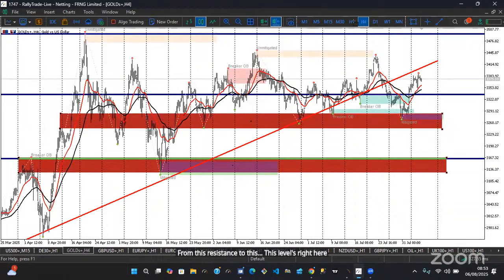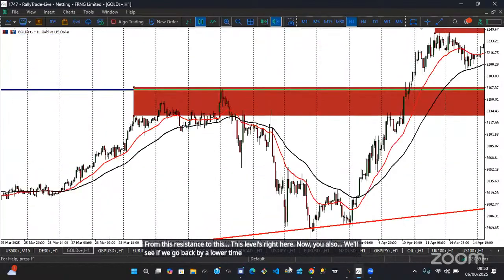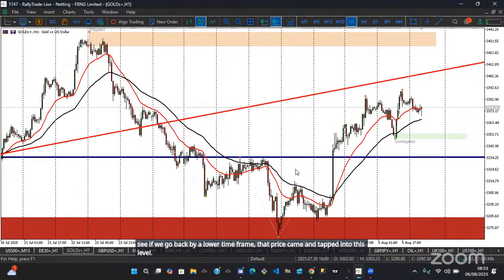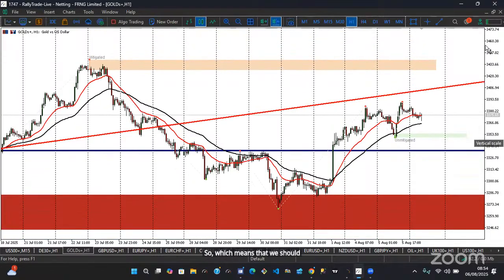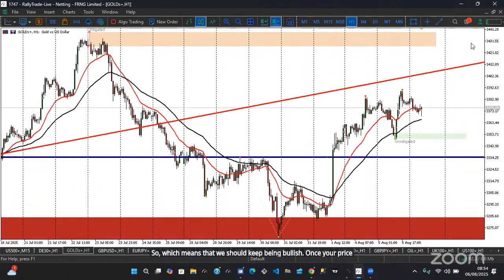Now, if we go back to my lower time frame, you also see that price came and tapped into this level. The moment it did, we had a shift in momentum. So we should keep being bullish until price gets to at least this high before any possible sell can happen. And this indicator has already marked it for us. For us to continue buying, price should tap down a little to push us higher. And for us to sell, price should come to these levels.